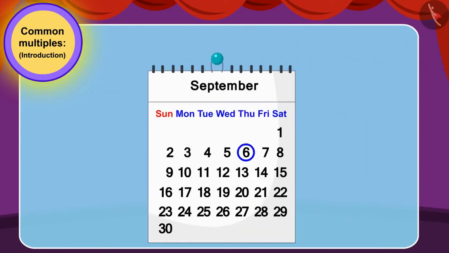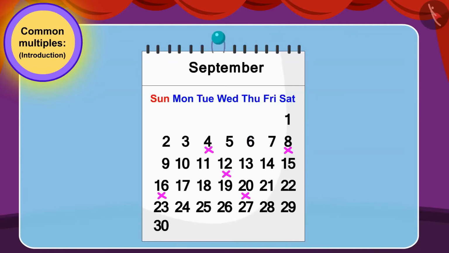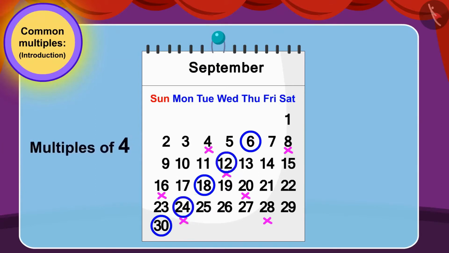Well done, children. Your answer is absolutely correct. We can find the answer in this way by finding common multiples of 4 and 6. We can see that the numbers 12 and 24 are common multiples of 4 and 6. So Bablu's math and science classes will be held on 12th and 24th simultaneously.